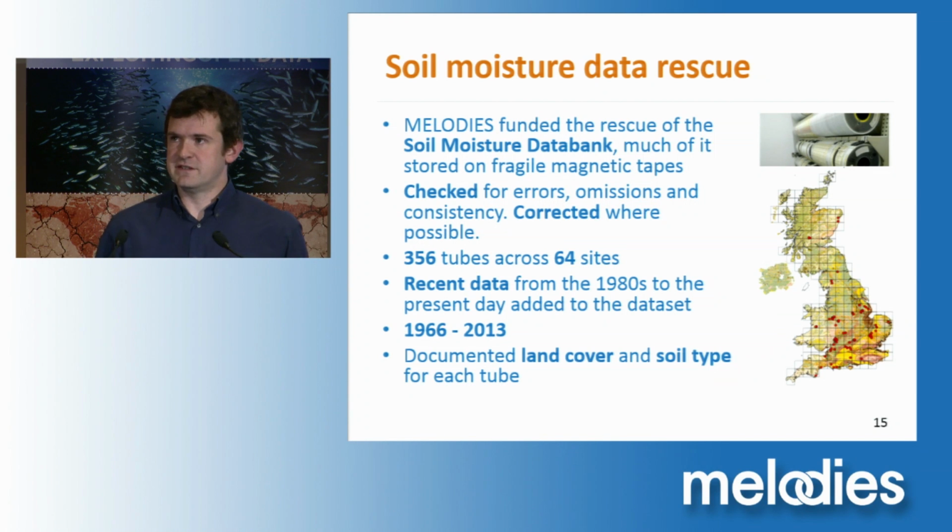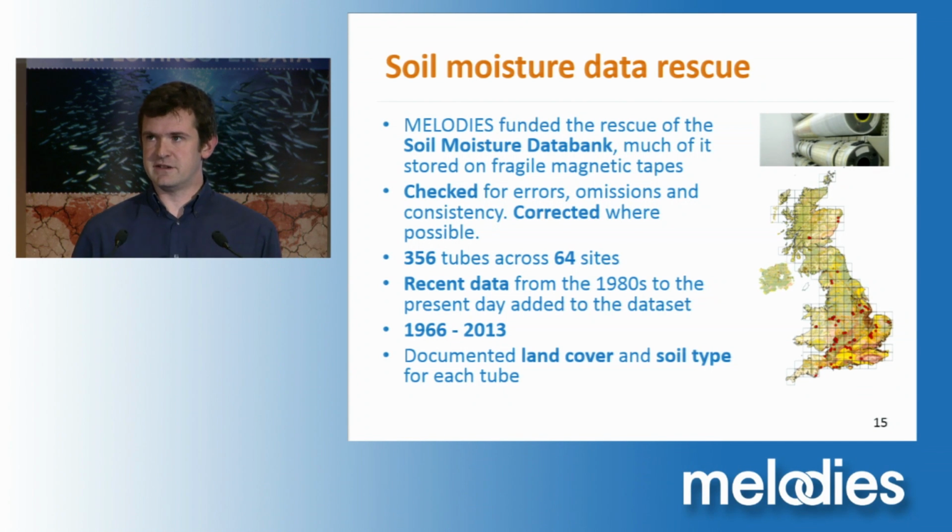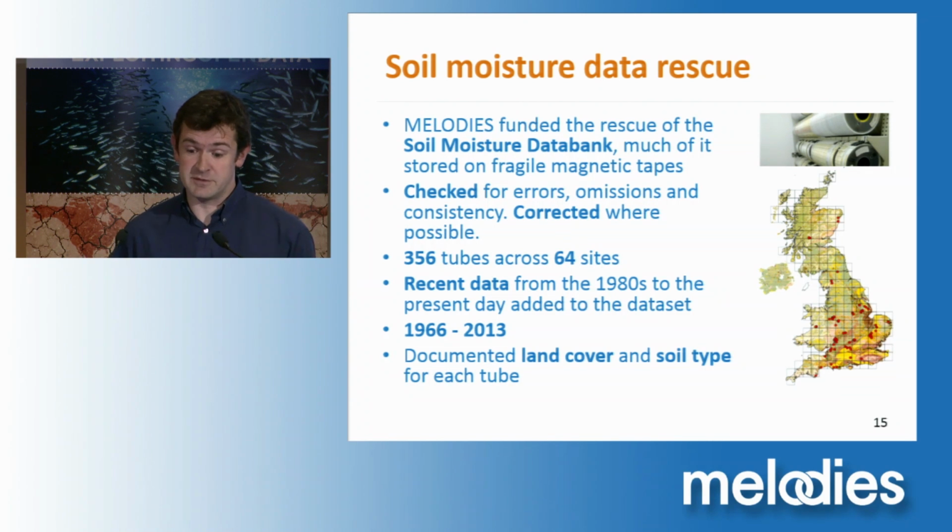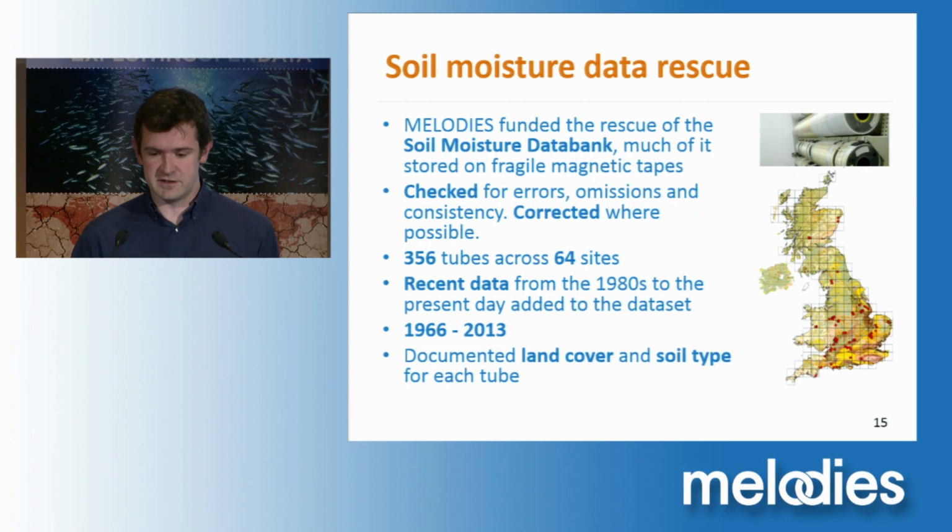So how did we go about the data rescue? Basically, most of the data we're talking about comes from the Soil Moisture Data Bank, which was stored on fragile magnetic tapes. There was a report written about it, but the data wasn't widely available. So it was rescued, checked for errors, omissions, and consistency, and corrected where that was possible.